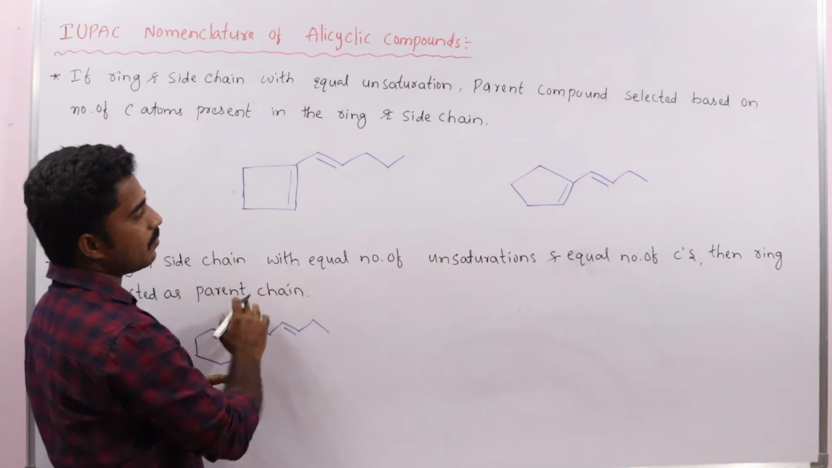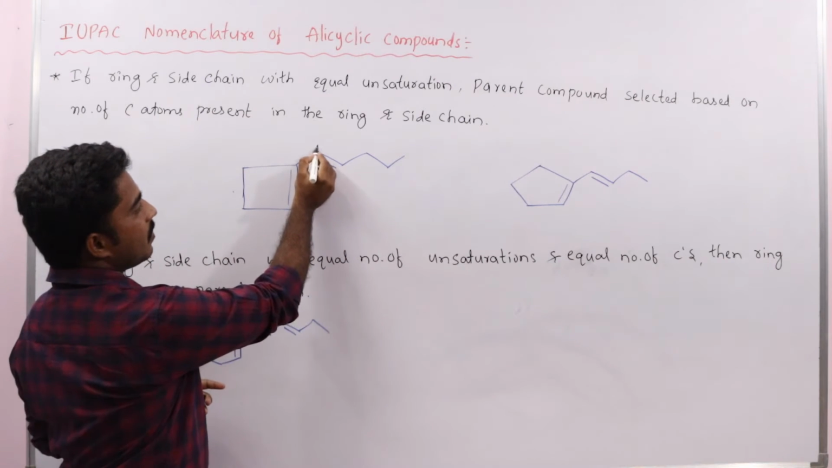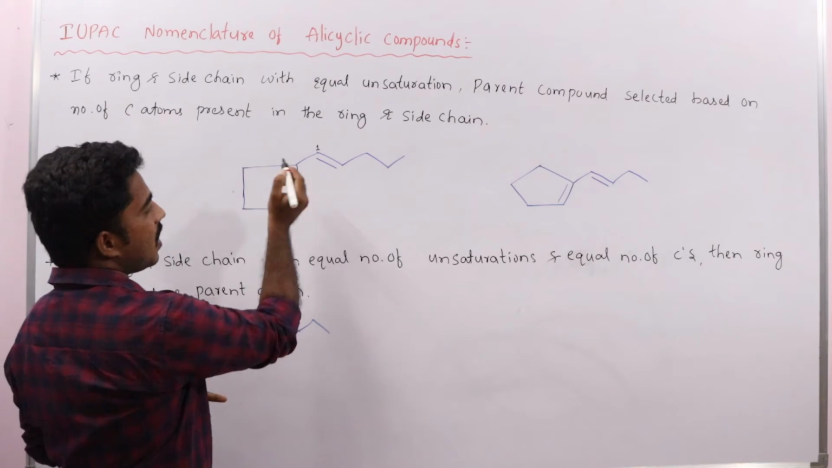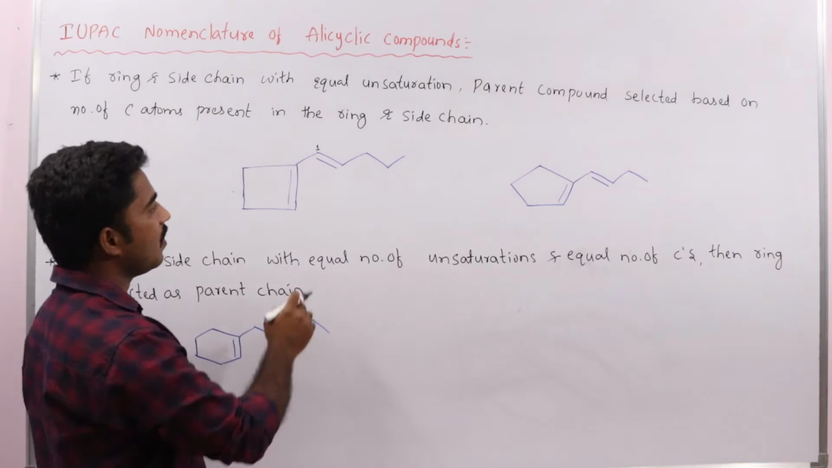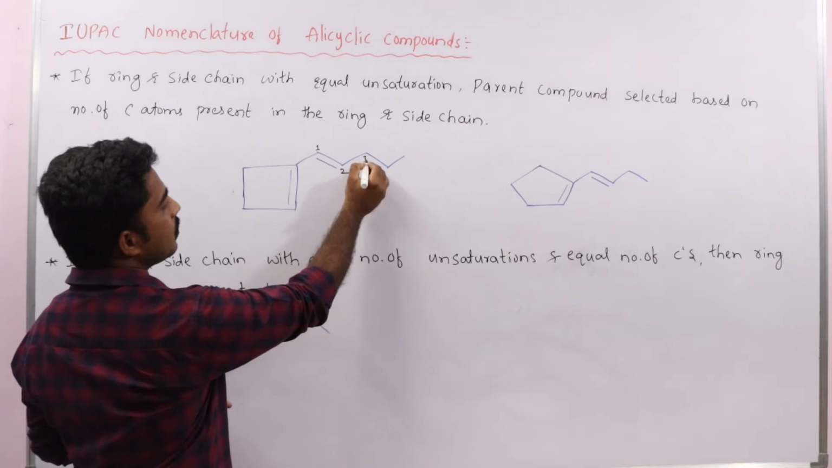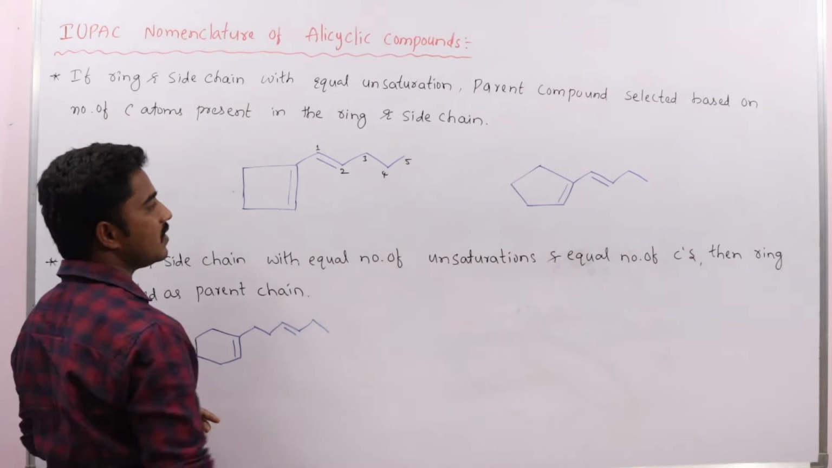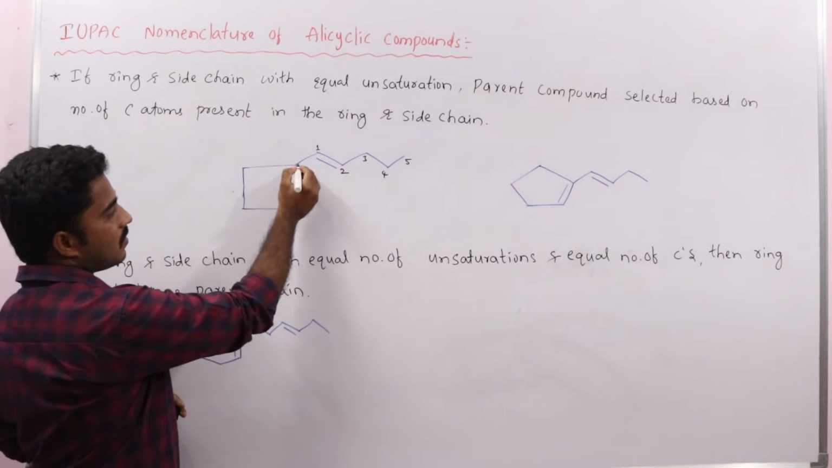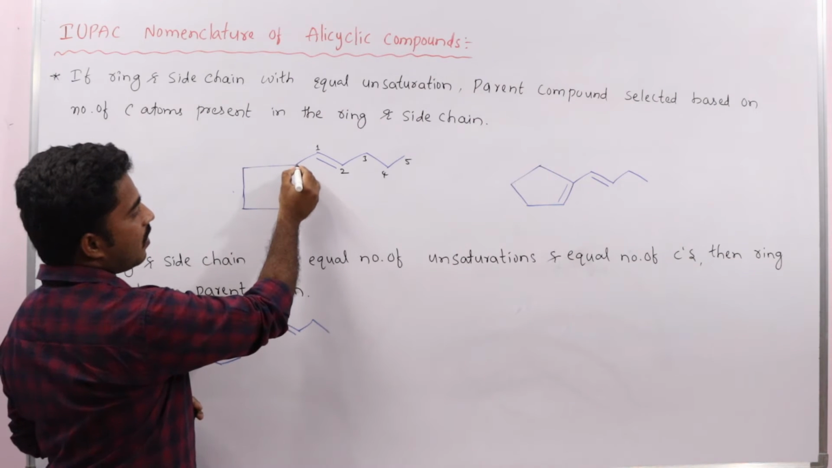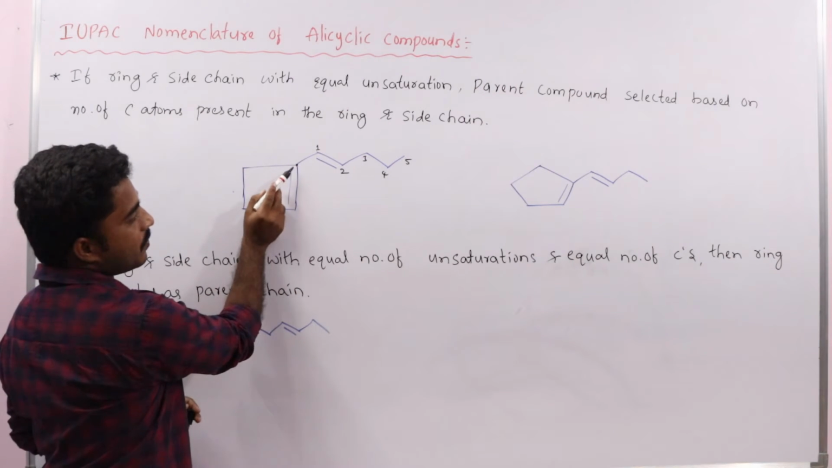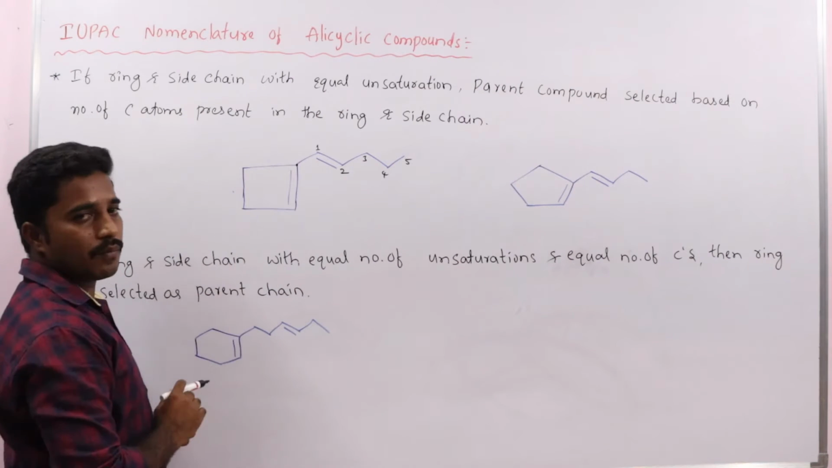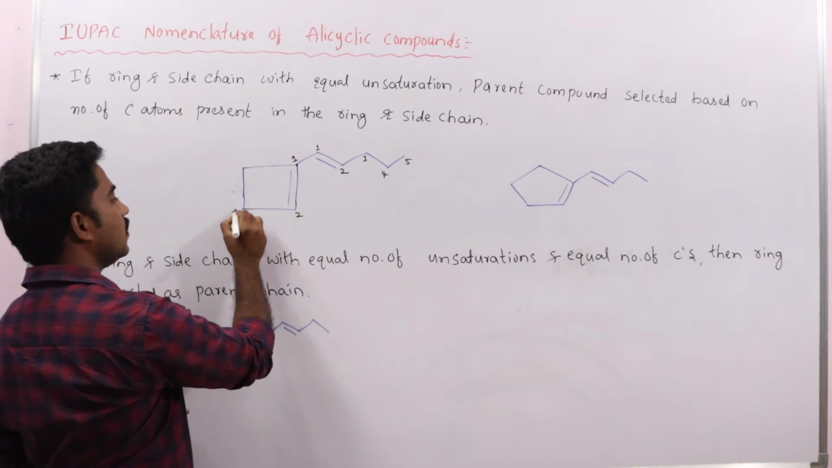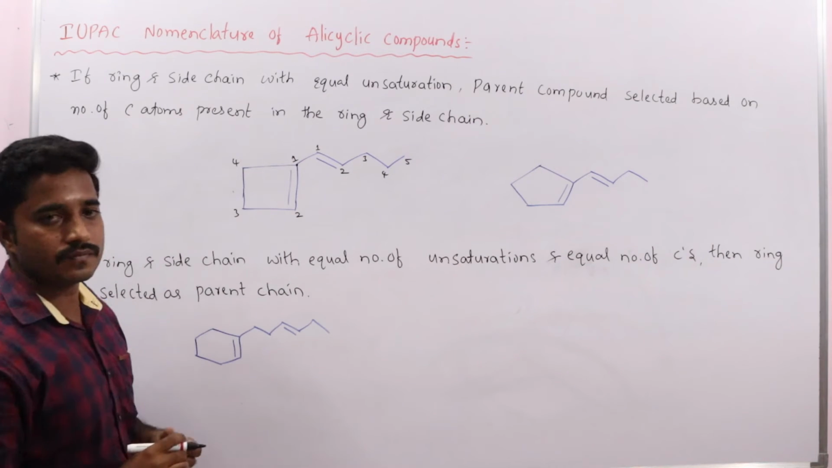From where should we start the numbering in the parent chain? From here, because the unsaturation should get the least number and the substituent also should get the least number. 1, 2, 3, 4, 5. This is the parent chain, the parent compound. So let us substitute here. The carbon of the substituent which is bonded to the parent compound is numbered as 1, then here 2, here 3, here 4.